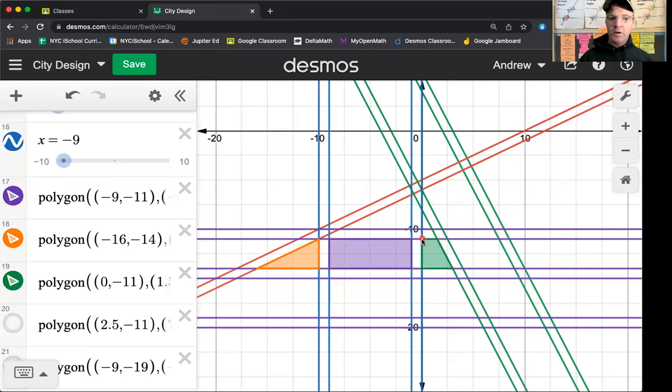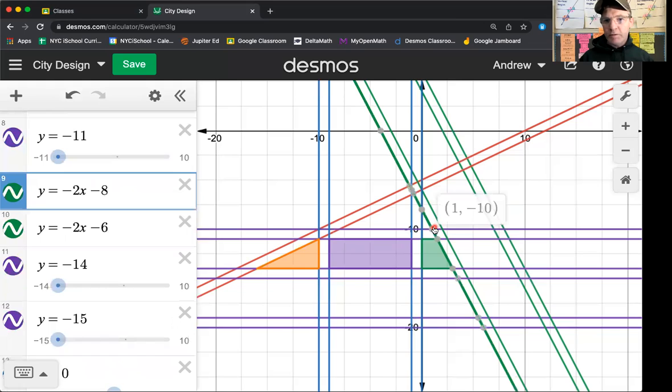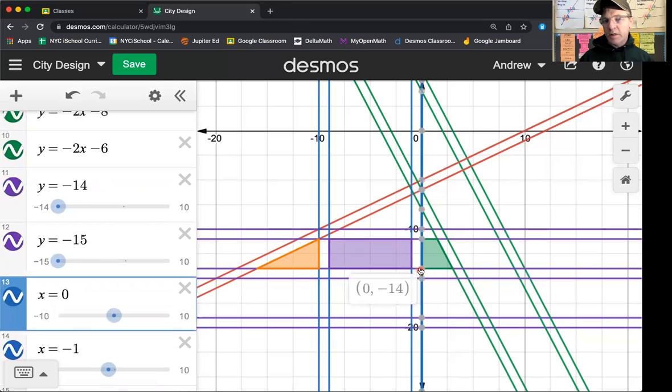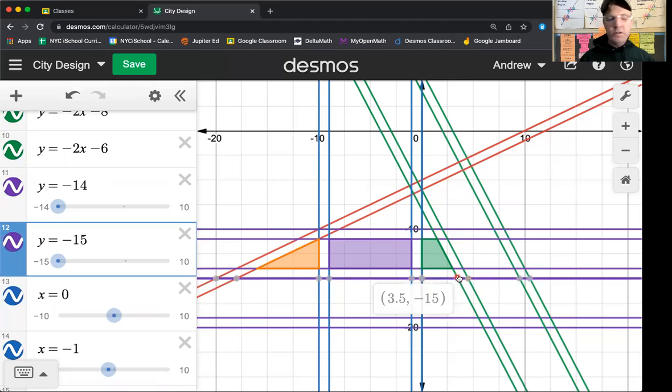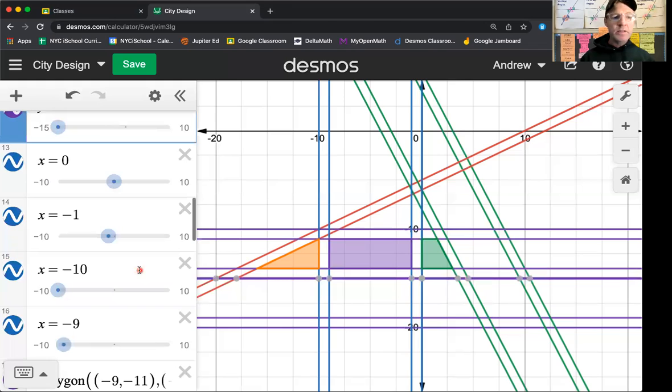So if I start with 0, negative 11, this one, and then I go across to 1.5, and you can just click on the points here, and it'll show you what the points are. So here, it's 1.5, negative 11, 3, negative 14. I could click on this one, and it tells me, oh, that's 0, negative 14. So you don't even have to guess. You can just click on the lines, and it tells you what the coordinates are. So that's really, really useful. It tells you the coordinates of all the intersections. So you can go ahead and graph your polygons.